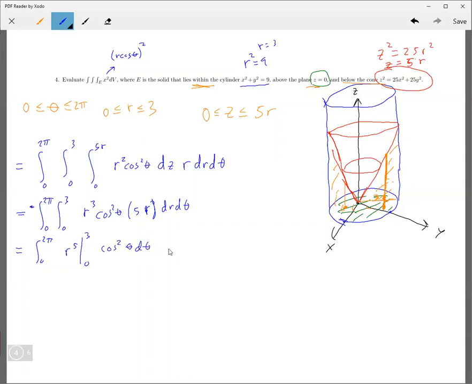Wait, what happened to? Oh, okay, never mind. You split it up. Yeah, I did a lot of steps. So like this and this gives you 5r to the 4th, and then when you integrate that, you're going to get r to the 5th, right? So you put a 3 in there, that's 243.